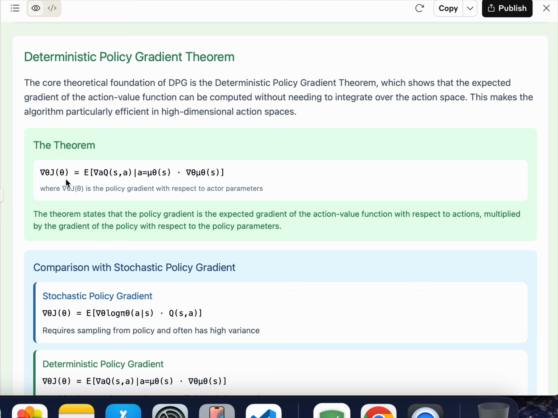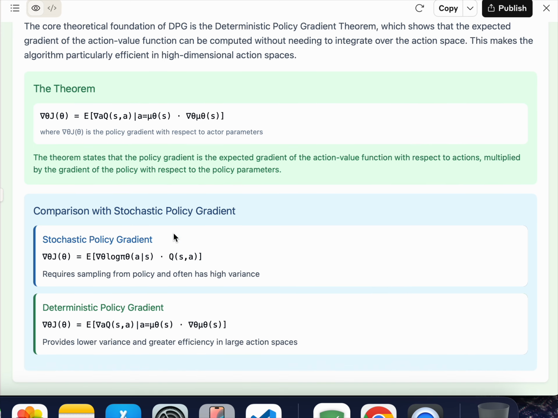You can see here, this is equal to the expected value of the gradient of Q with respect to A, evaluated at A equals mu theta of S, times the gradient of mu theta with respect to theta. So in words, we are taking the derivative of the Q function with respect to the action and then chaining that with how the action changes with respect to the policy parameters. That gives us a way to push the actor in a direction that improves performance based on how the critic evaluates actions.